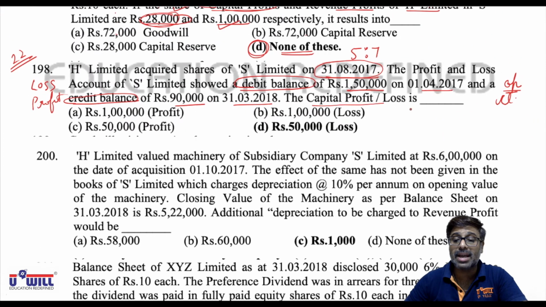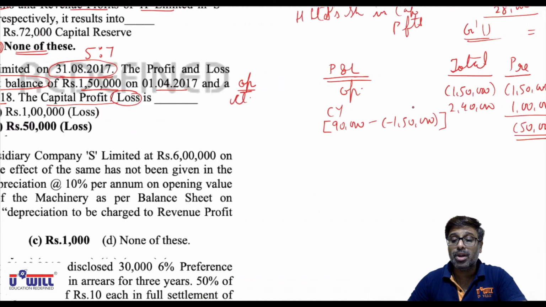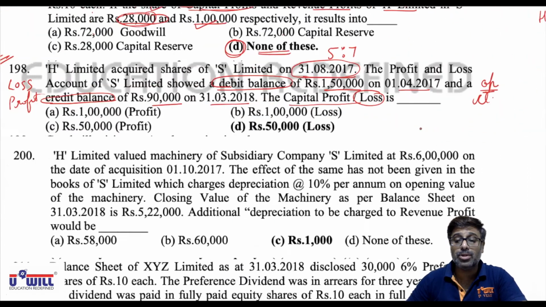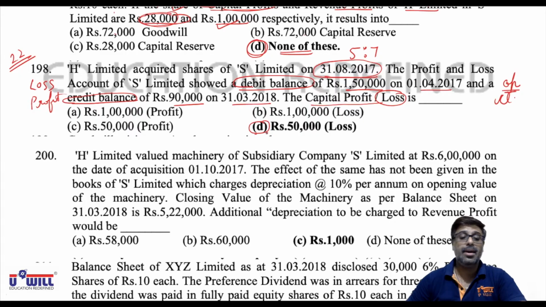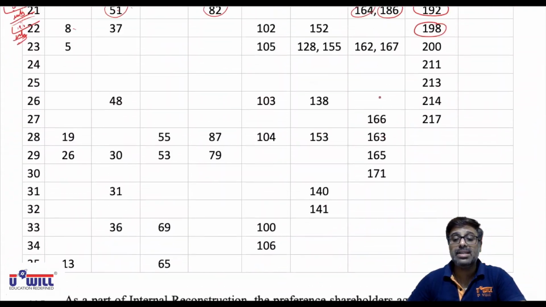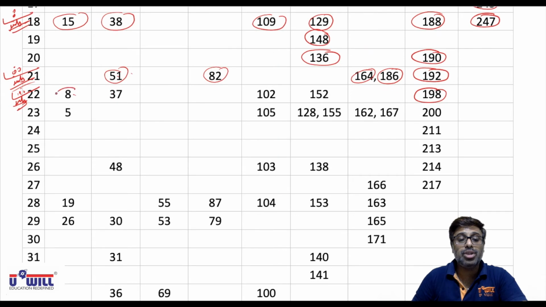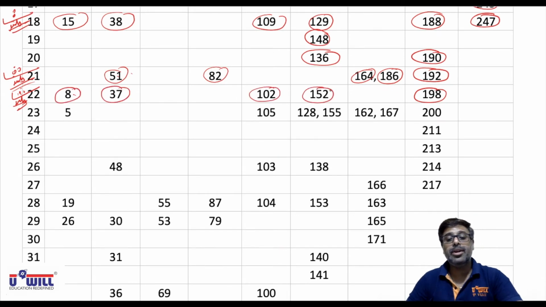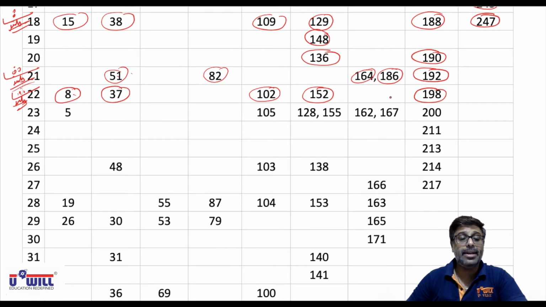What is asked in the question? Capital profit or loss? There is a loss. In capital loss there is 50,000. So D option is the answer. Now similar to this question 198, all of you try these 4 questions on your own. Question 8, 37, 102 and 152. Take the screenshot. Try that question right now on your own or take the screenshot and you can try it later on, similar to 198.